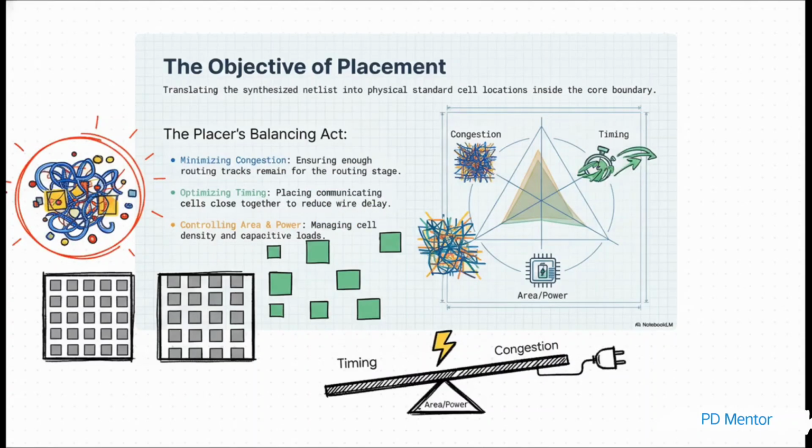And this image just nails the core challenge. You see, you can't just pick one goal to be good at. If you cram everything super close together to make your timing amazing, you'll create these massive traffic jams, terrible congestion. But if you spread everything out to fix the congestion, now your commutes get longer and your timing tanks. It's a constant, delicate trade-off.